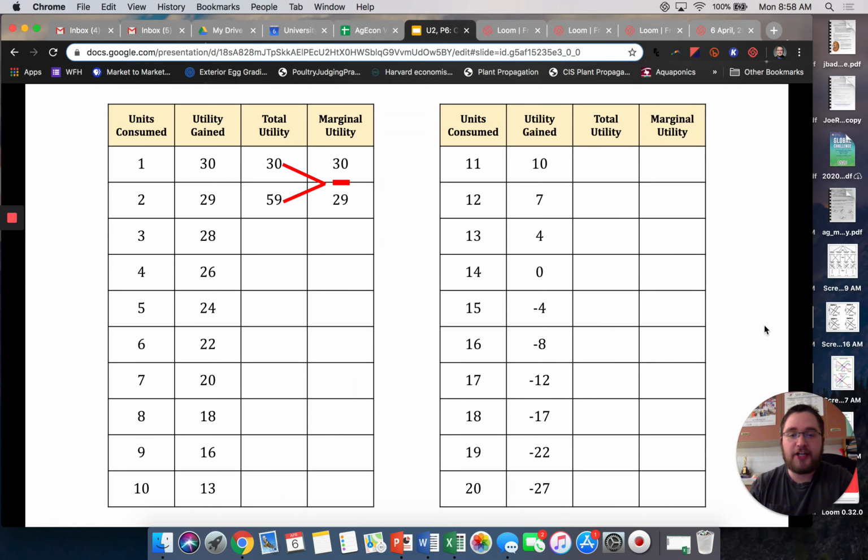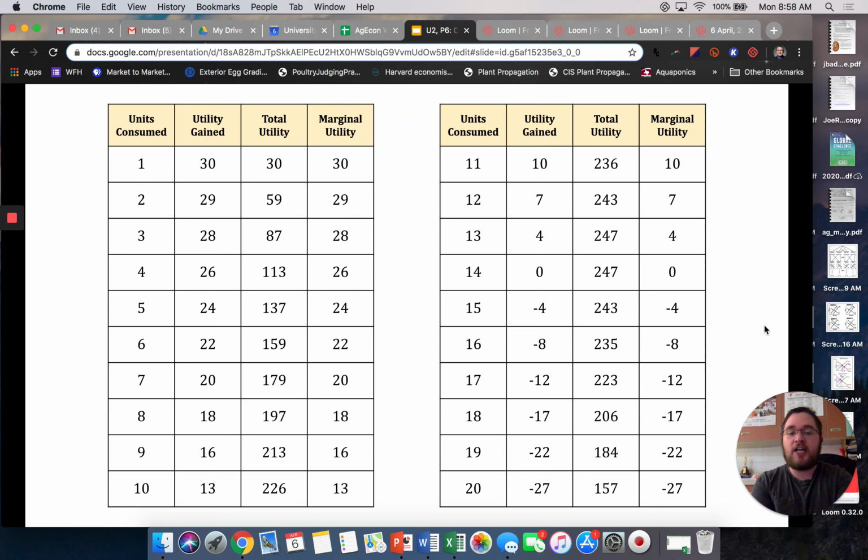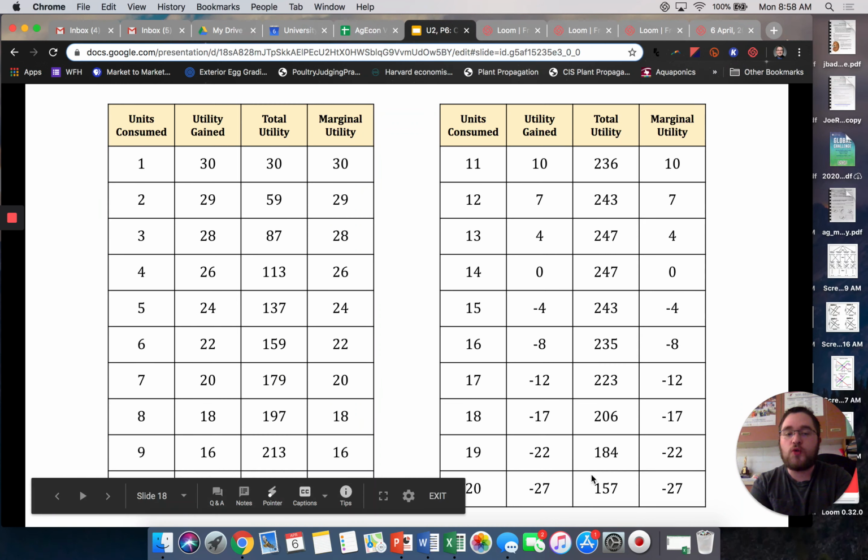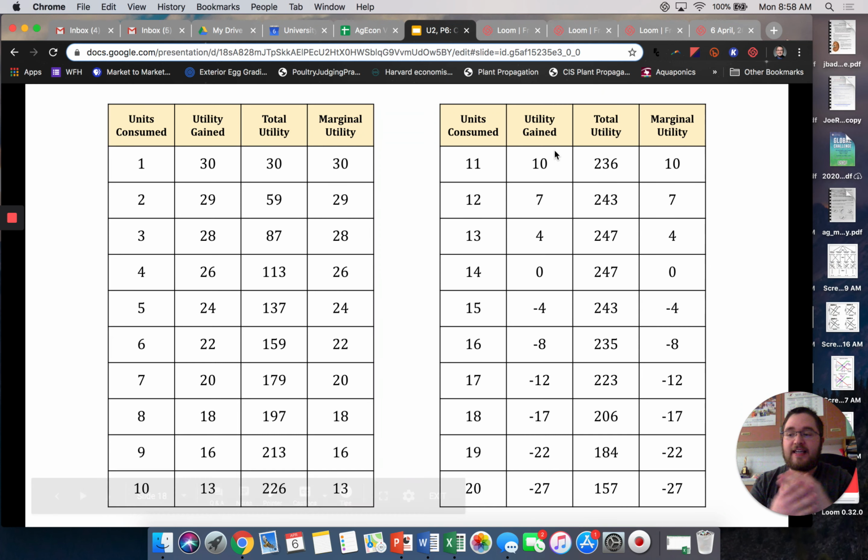All right, let's see how you did. Okay, so we see here, if we were correct, we should have ended with a total utility of 157 and a marginal utility ending at negative 27. Again, all of these marginal utilities are copy-paste with the utility gained because I measured in the utility gained how much utility I gained from eating one additional fruit smile, and that's what marginal utility is also attempting to measure. Okay, so later on, know that marginal utility is simply going to be subtracting the total utilities of two different quantities, okay?